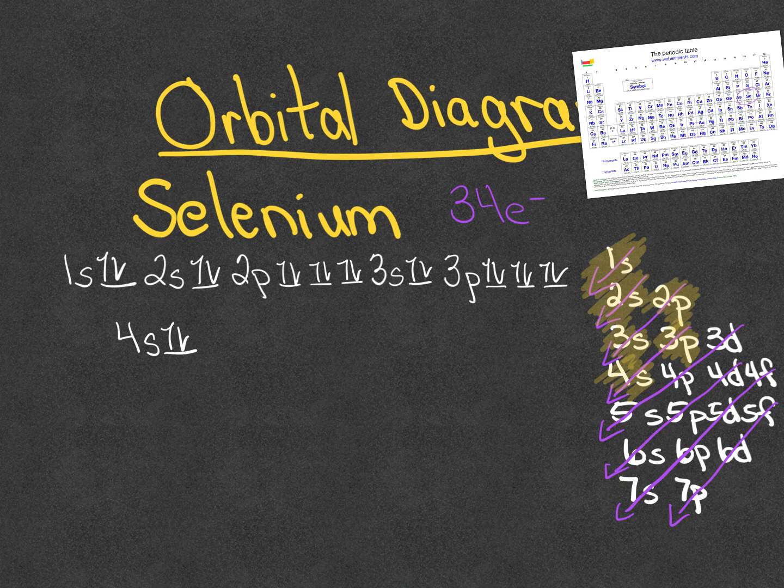So after 4s, I go to 3d. I go back to the beginning of that arrow. So it's 3d. Now 3d is going to hold a lot of electrons for me. It's got 5 orbitals. And so that's 10 electrons. So we'll fill that up.